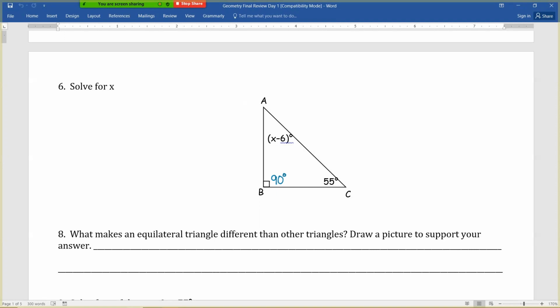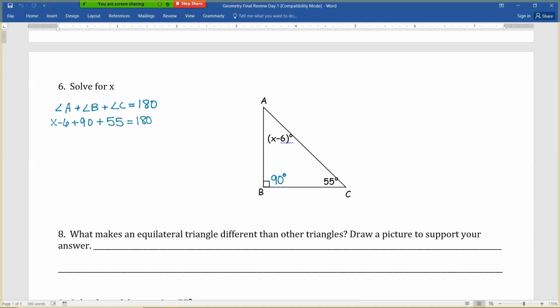Then you need to know that the sum of interior angles of any triangle has to equal 180. So you're going to take angle A plus angle B plus angle C. If I add those all together, it's got to equal 180 degrees. So we're just going to replace parts with the information that we know. We know that angle A is x minus 6. Plus, we know angle B is 90 degrees. Plus angle C is 55 degrees, and they have to add all together to equal 180.